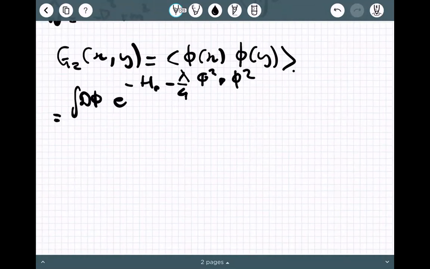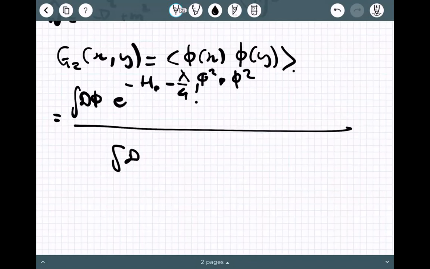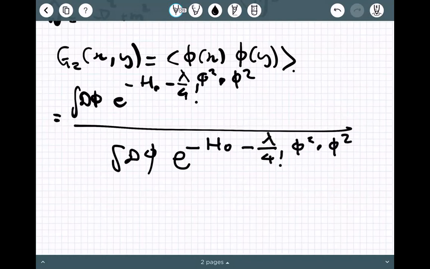Just want to avoid using integrals with my fingers because I have the fingers of a monkey. So I would make a big mess. And then I divide by the integral over d phi, and again, the same thing. H naught minus lambda over 4 factorial phi square dot phi square. And this is a big dot, meaning an integral involved. And of course, this is 1 unless I put phi of x, phi of y in the numerator. This is nothing but a Boltzmann average.